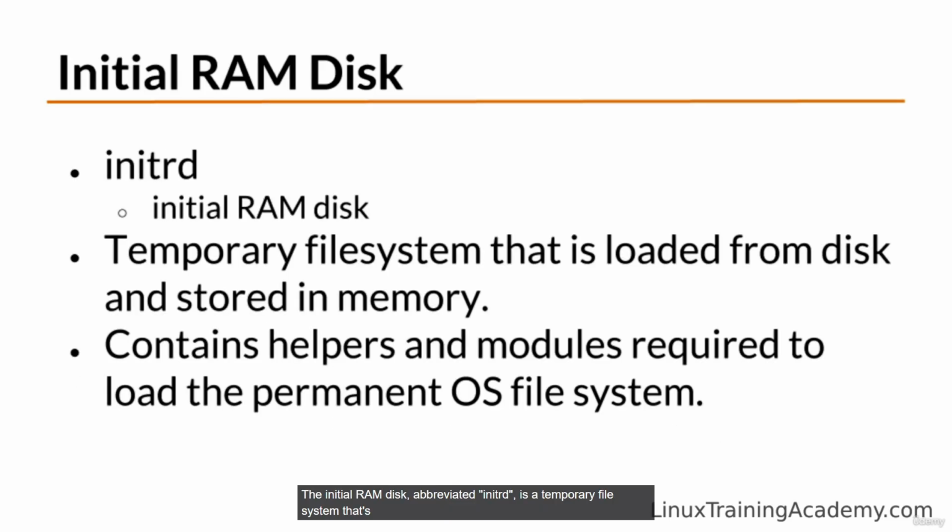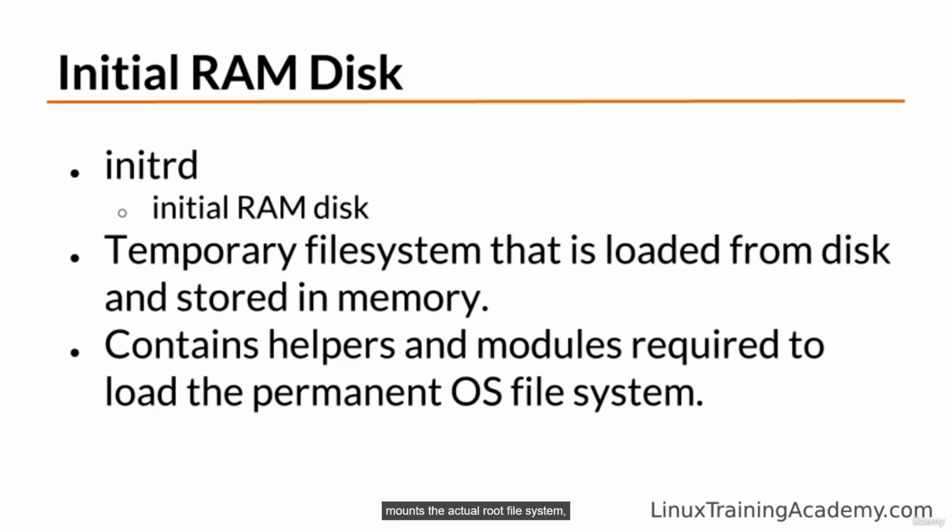The initial RAM disk, abbreviated initrd, is a temporary file system that's loaded into memory when the system boots. This file system can contain helpers that perform hardware detection and load the necessary modules, sometimes called drivers, to get the actual file system mounted. For example, if the root file system is stored on an LVM volume or Logical Volume Manager volume, the initrd image will contain the kernel modules required to mount that logical volume as the root file system. Once the initrd mounts the actual root file system, its job is done, and the operating system continues loading from the real root file system.